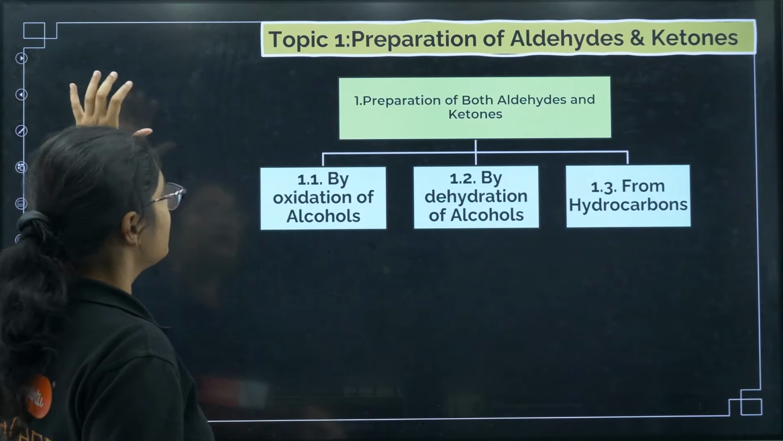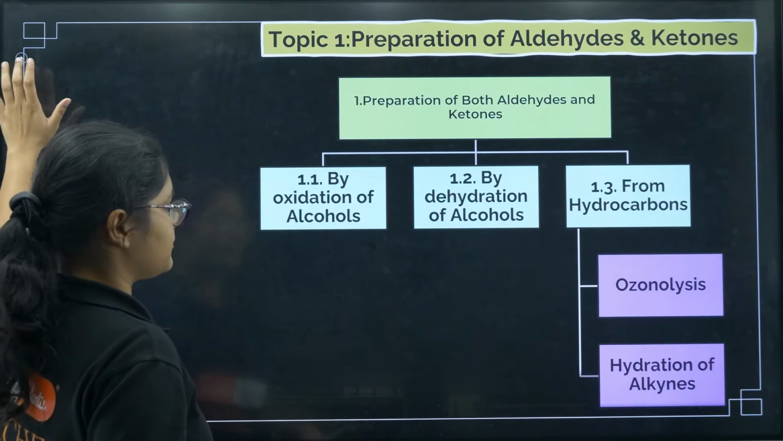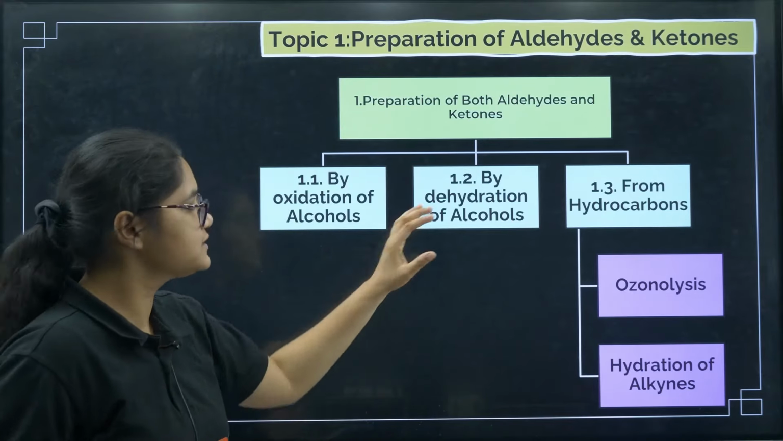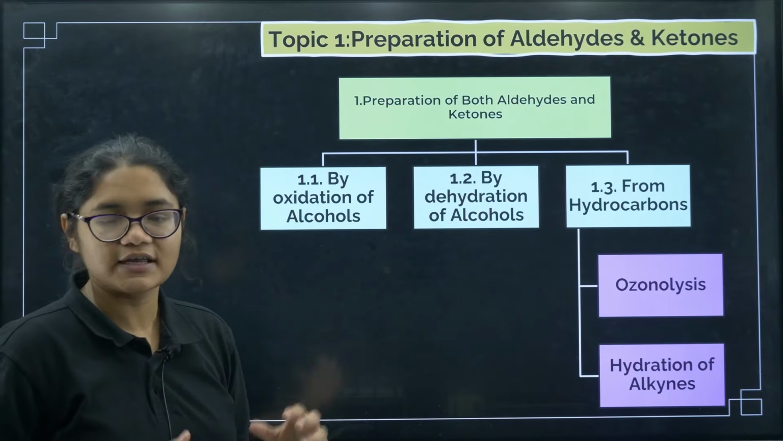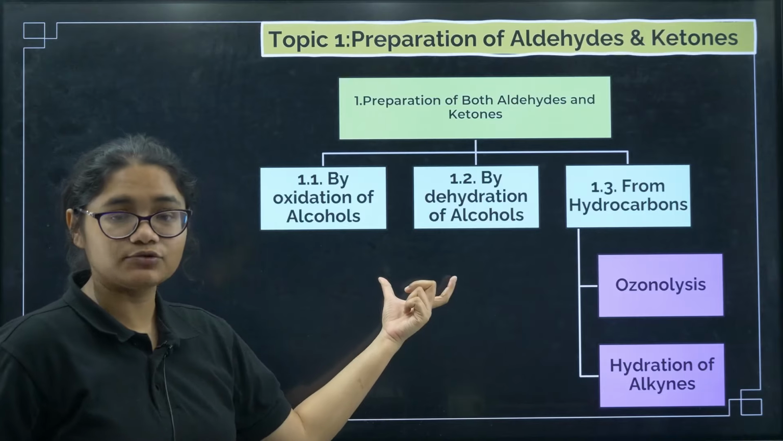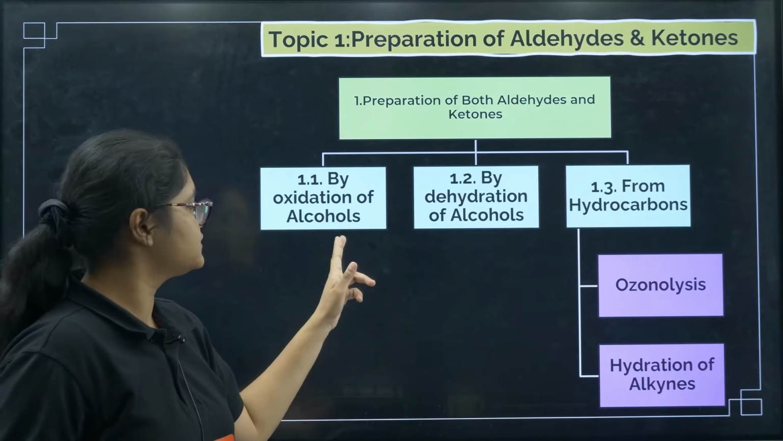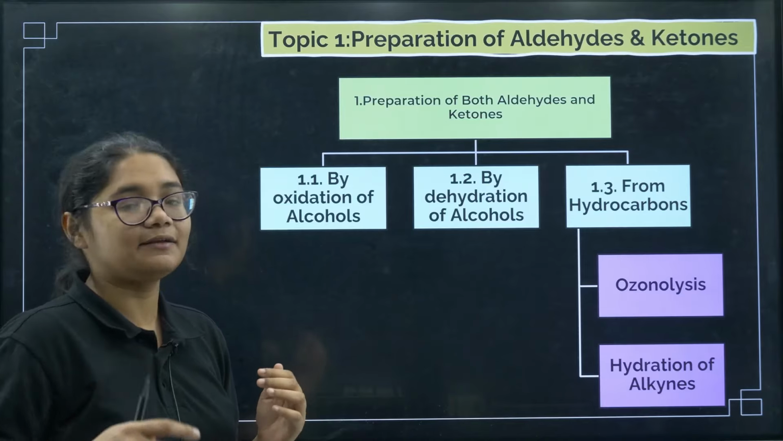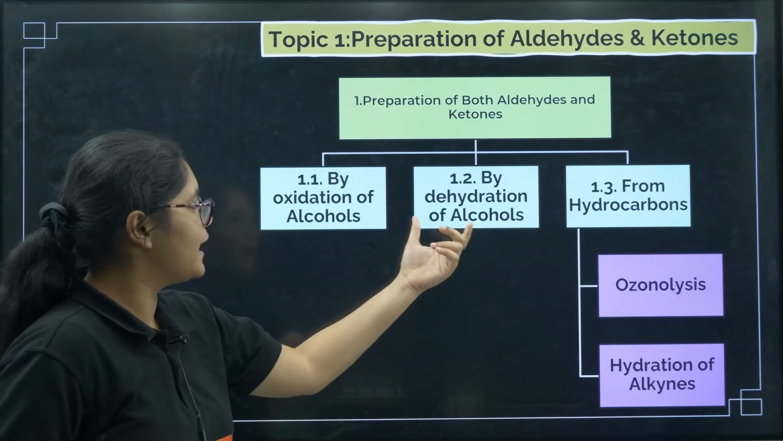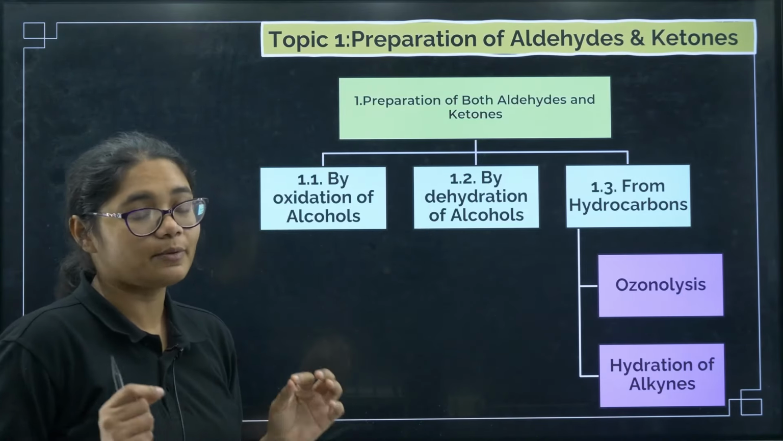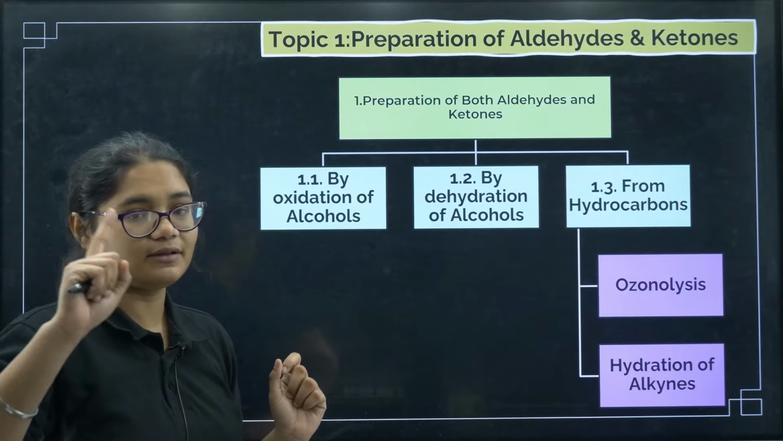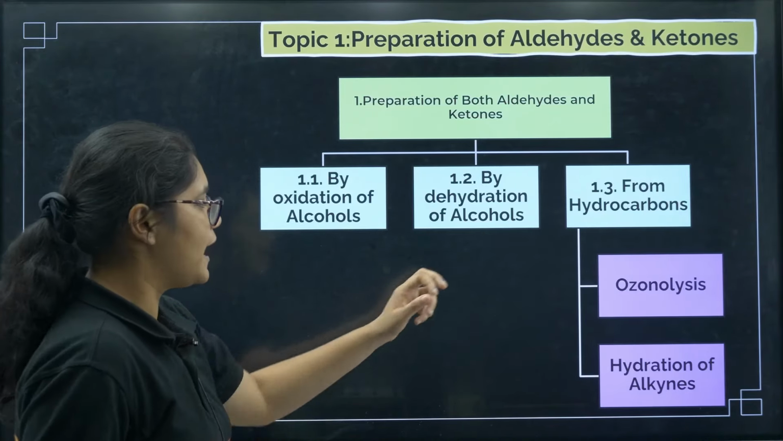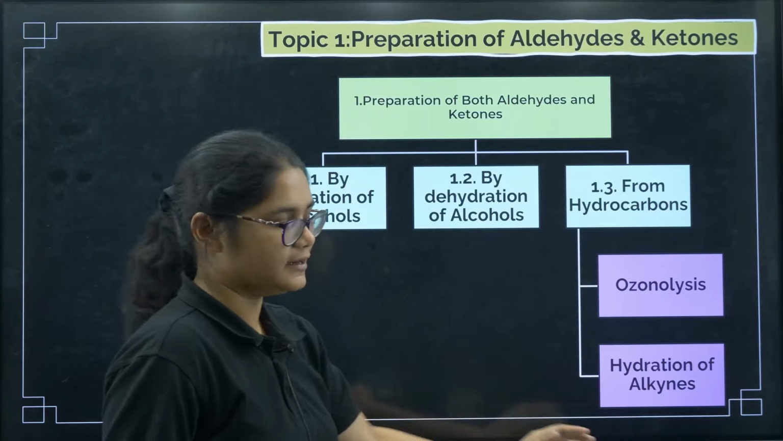If we have those methods where we can prepare both aldehydes and ketones, the first one is the oxidation of alcohols and the dehydrogenation of alcohols. You have already studied these two methods. In oxidation of alcohols, if you treat with PCC, primary alcohols will get converted to aldehydes, and dehydrogenation of alcohols is with copper at 573 Kelvin. Primary will give you aldehyde, secondary will give you ketones, and here hydrocarbons we will understand right now.